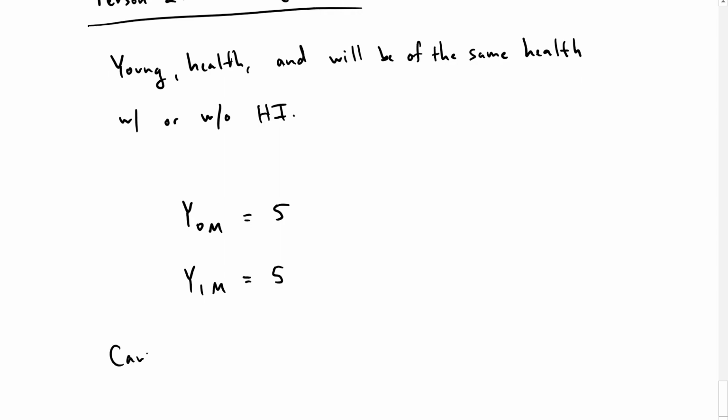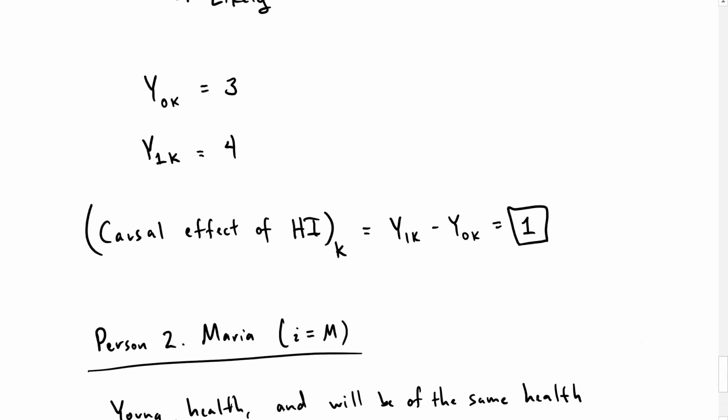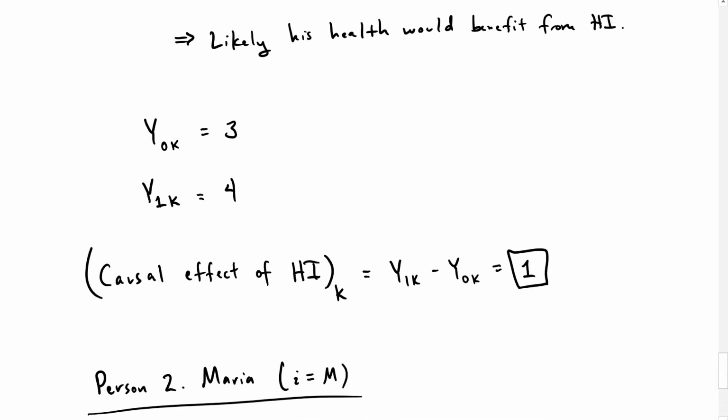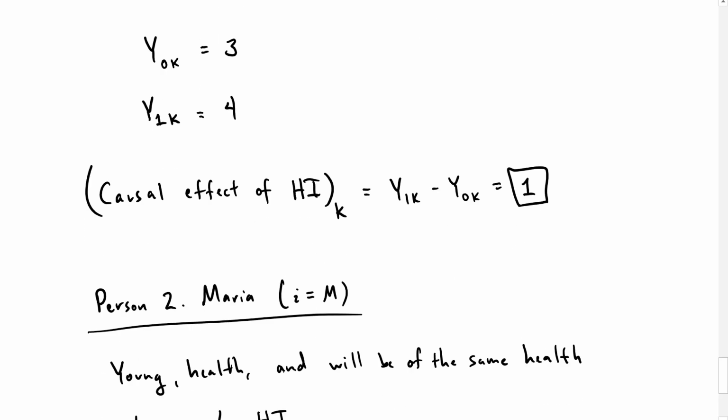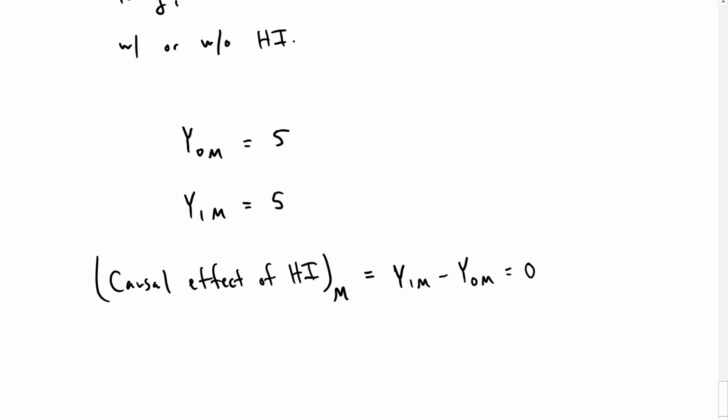So the causal effect of health insurance on health for Maria is 0. Let me go ahead and write y1m minus y0m, and that's equal to 0. Okay, so Kuzdar 3 and 4, with a positive benefit of health insurance of 1. That's Kuzdar. Maria 5 and 5, causal effect of health insurance of 0.